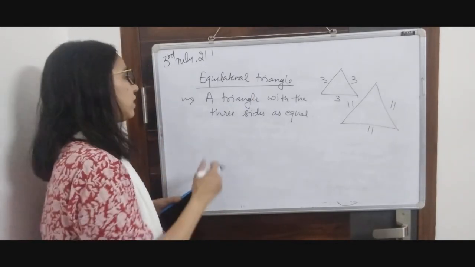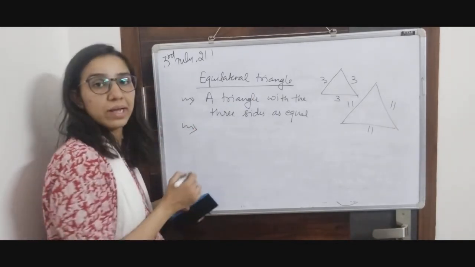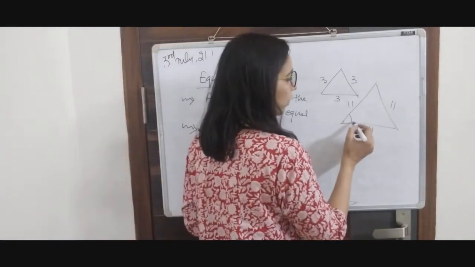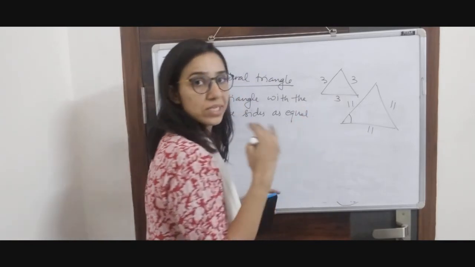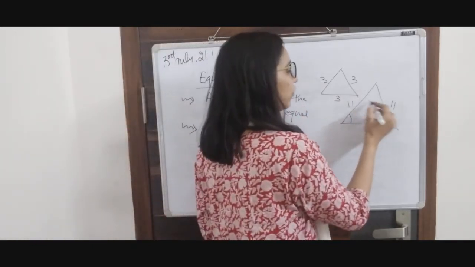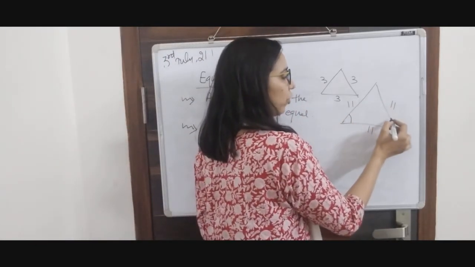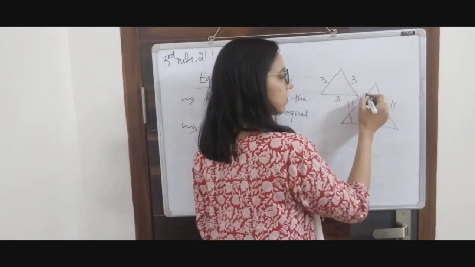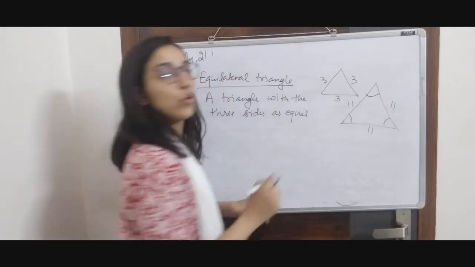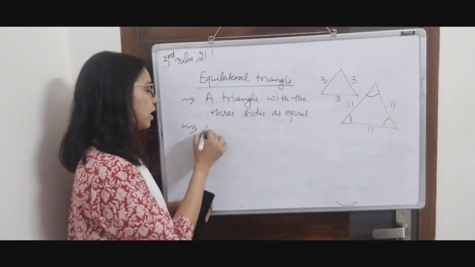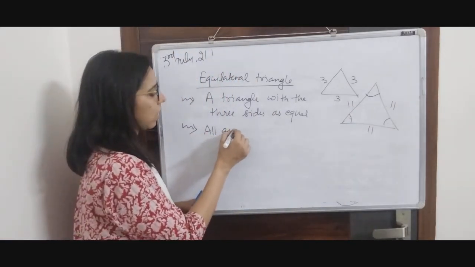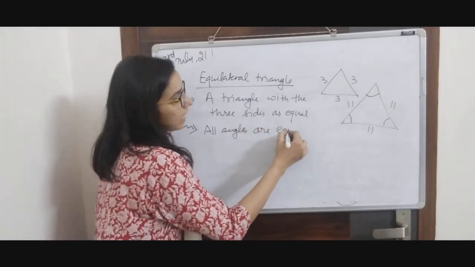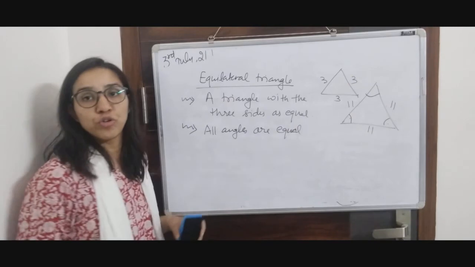And what about the angles of an equilateral triangle? In an equilateral triangle, all angles are equal. You can use the isosceles angle property. The angle opposite this side is equal to the angle opposite this side. So this is equal to this. But again, this side is equal to this, so this and this are going to be equal. Or you can say that all angles are equal.